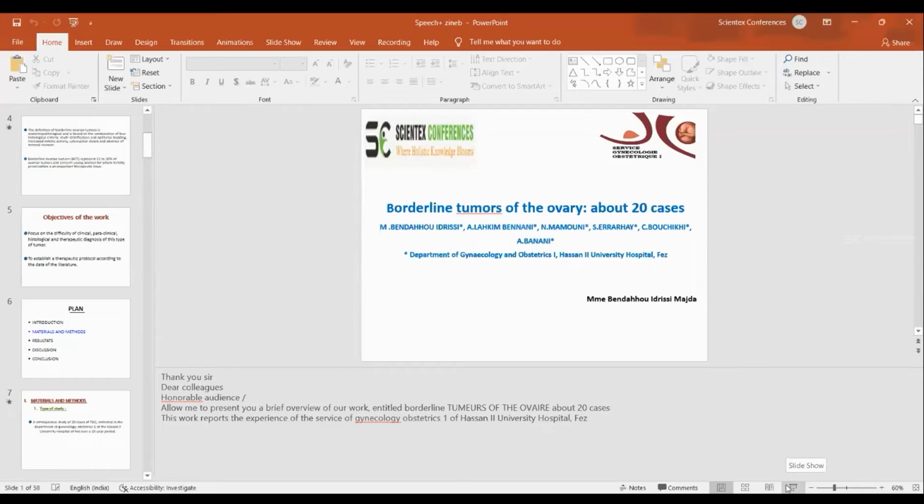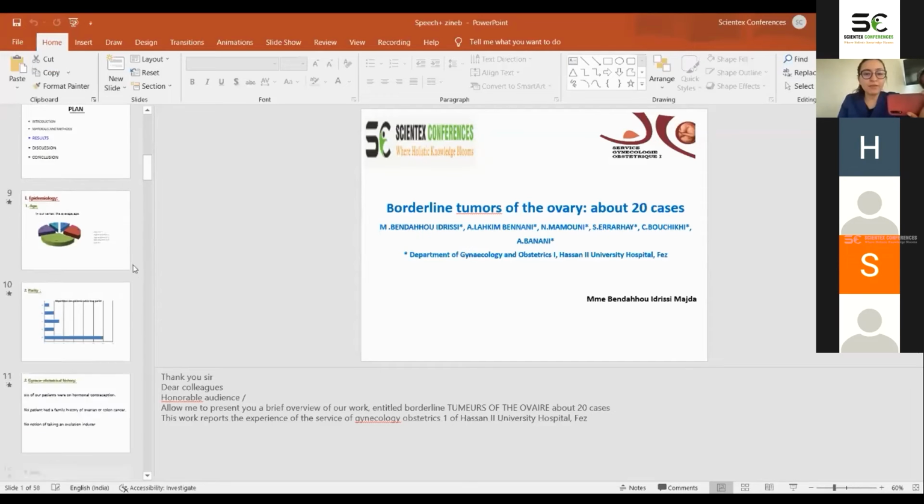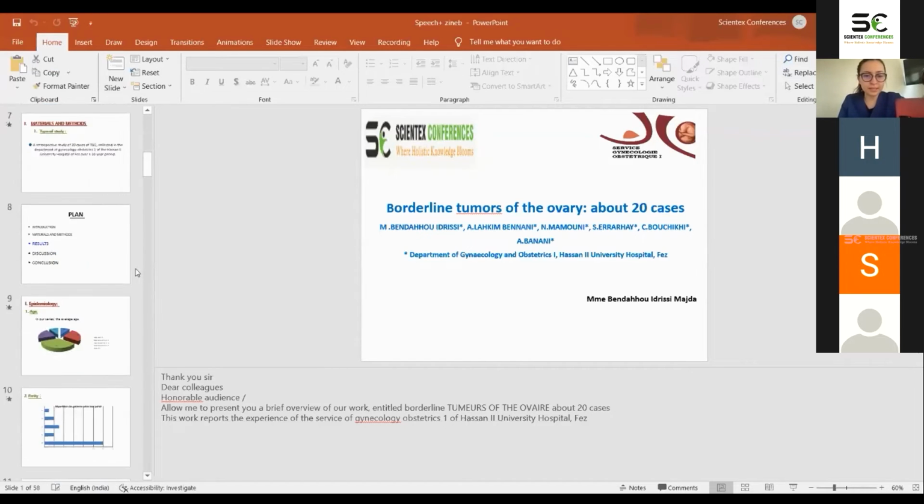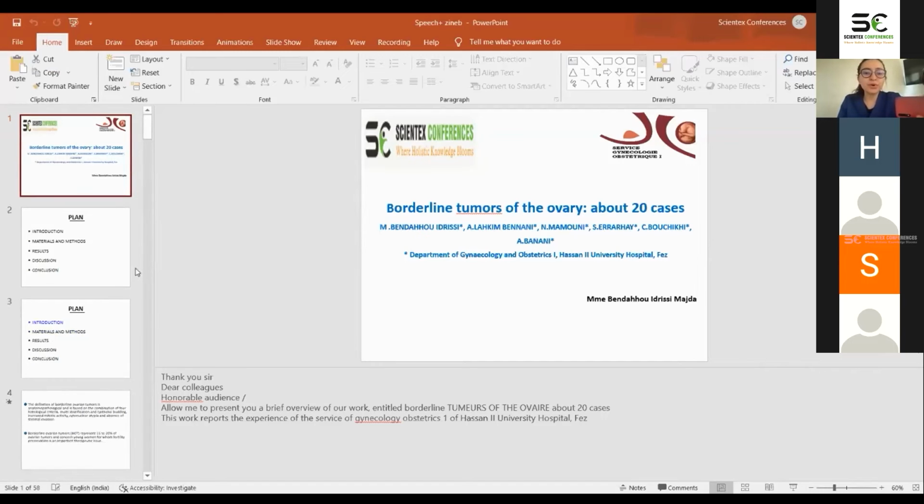Ovarian granulosa tumors are rare, representing 0.6 to 3% of all ovarian tumors and 5% of ovarian malignancies. They arise from the stroma and sex cord of the ovary. There are 2 histological forms, the adult form and the juvenile form.